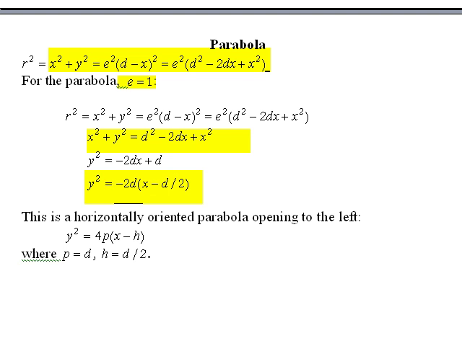This is a horizontally oriented parabola. It opens to the left, and by this rearrangement we know that the distance from the vertex to the focus, p, is equal to the distance from the vertex to the directrix, which is a defining quality of a parabola. h equals d over 2, that's the horizontal shift of the vertex.